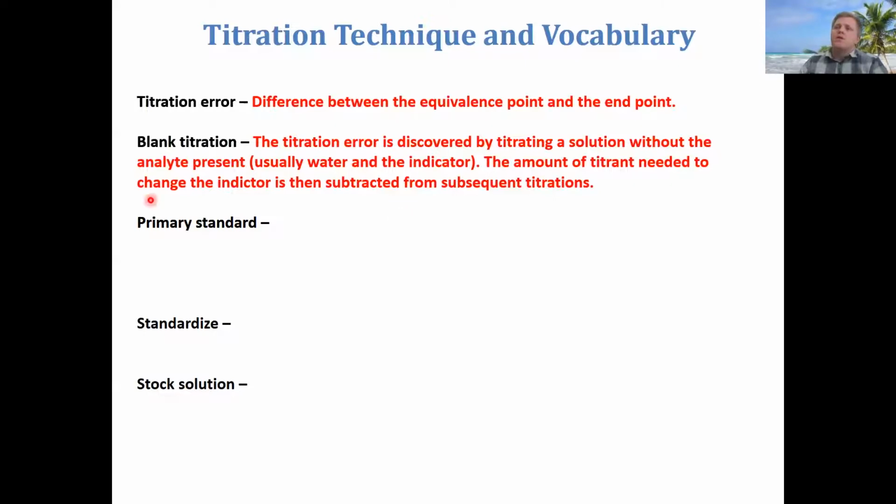The next word that we're going to cover is a primary standard. So primary standards are standards that we know the concentration of really well. And they are generally what we use to calculate the concentrations of everything else in our samples or in our titration. So the criteria for being a primary standard is, first, your standard has to be greater than 99.9% pure.